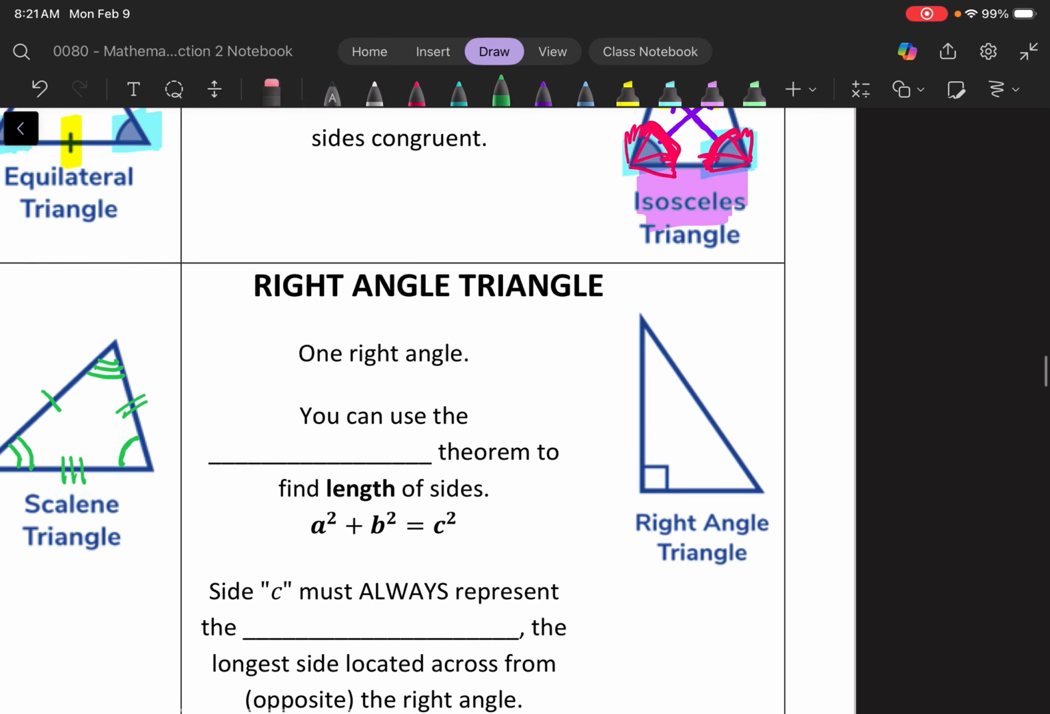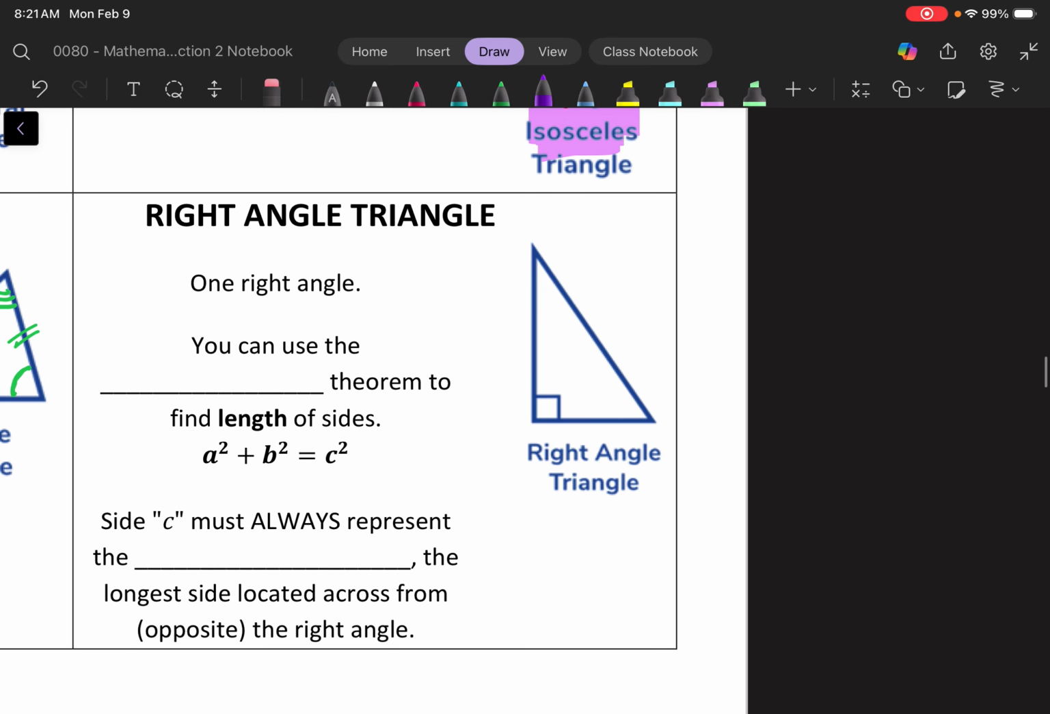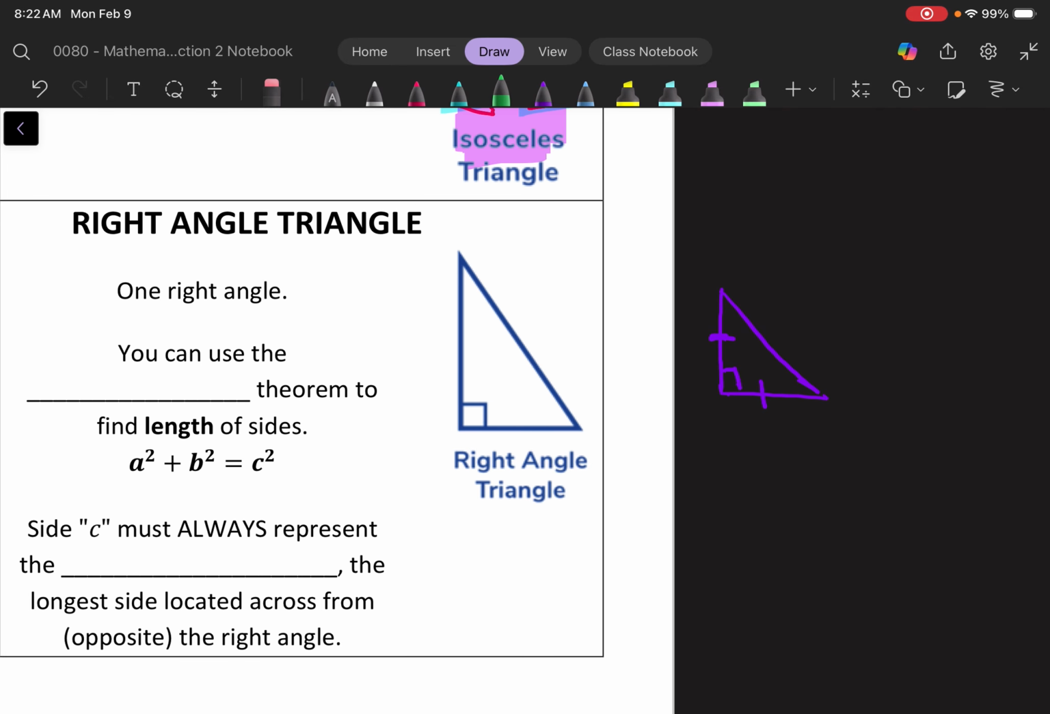Okay, last but not least, the right angle triangle. Now, a right angle triangle could be an isosceles triangle. It could, in theory, have two congruent sides and two congruent angles. So it's possible for these two sides to be congruent, and then as a result, the angles opposite them would also be congruent. So it's possible to have a right angle triangle that is isosceles, but it's also possible to have a right angle triangle that is scalene, like the one in the image here.